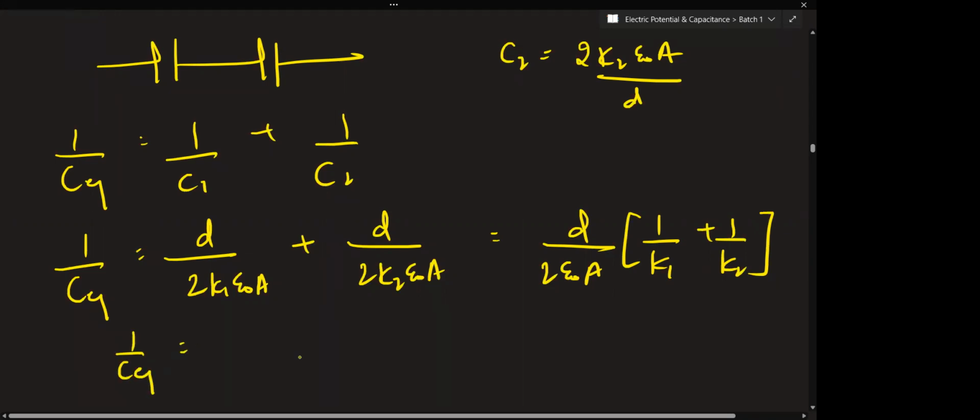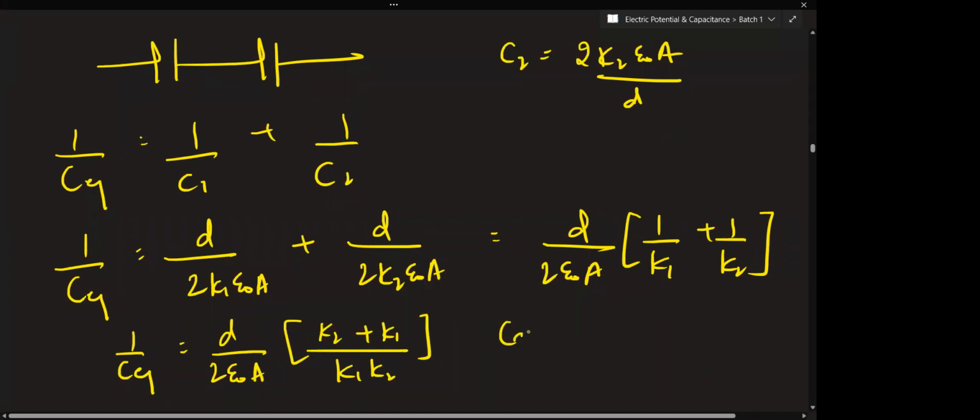1 by C equivalent will be what? D by 2 epsilon naught A, and K1 K2 will be the LCM. So it will be K2 plus K1, K2 multiplied here, K1 over here. So C equivalent will be what? Reciprocal of it: 2 epsilon naught A K1 K2 divided by D times K1 plus K2. This is how you write it.